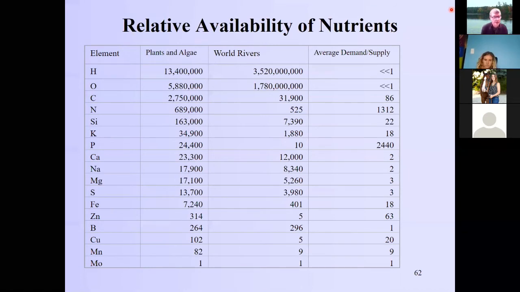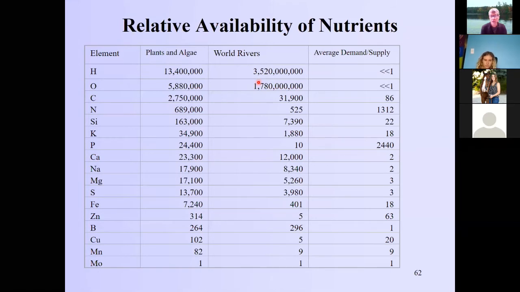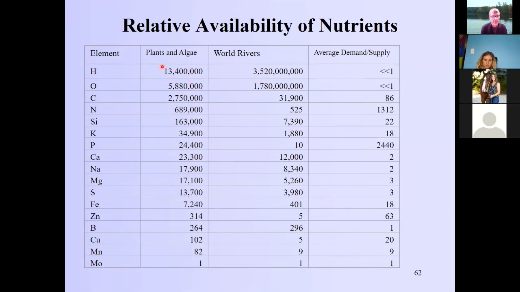Okay, good. Yeah, so you guys mostly figured this out. In water, hydrogen and oxygen are really abundant. You just don't run out of oxygen and hydrogen in the form of H2O. In plants and algae, they also have water, but also all organic compounds have carbon, oxygen, and hydrogen, almost all of them, methane being maybe an exception.